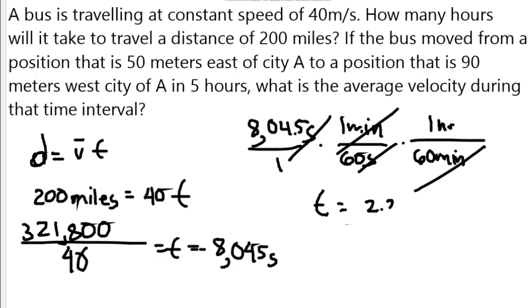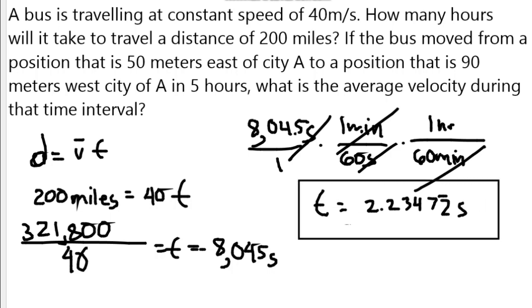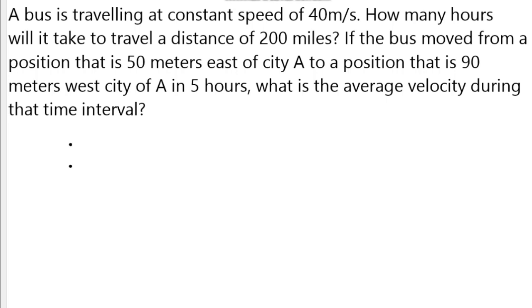8,045 seconds divided by 60 squared is going to be 2.23472 hours. So that's supposed to be hours, let me change that quick. So that's how many hours it will take to travel a distance of 200 miles. Now let's move on to our second problem.